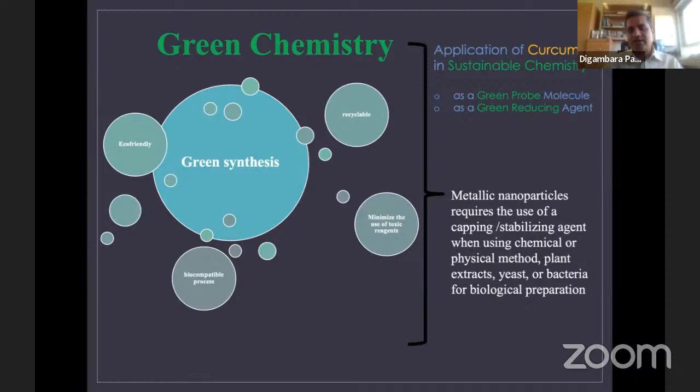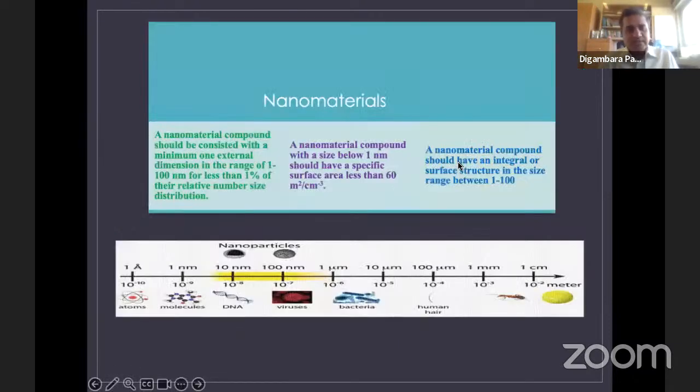In that line, my idea is to use curcumin as a probe molecule, which is a safe molecule, quite well known in the literature. One can take 8 grams of curcumin every day, and still it is not toxic. And it can also work as a green reducing agent. So I will be talking about these ideas in a little more detail.